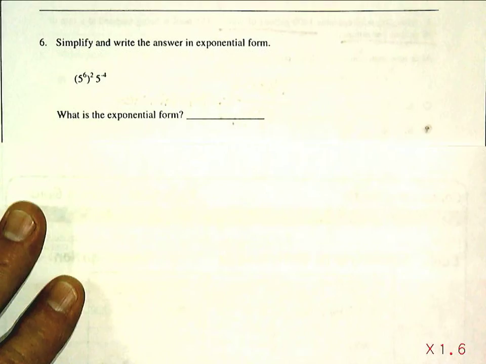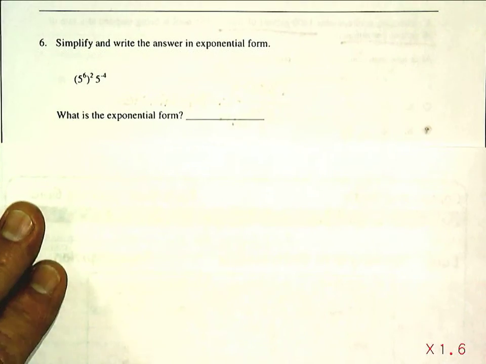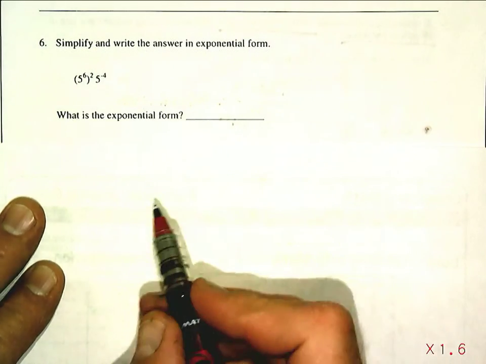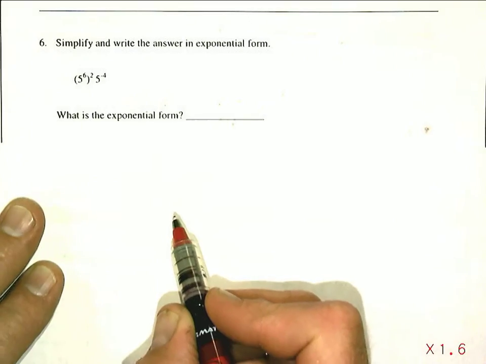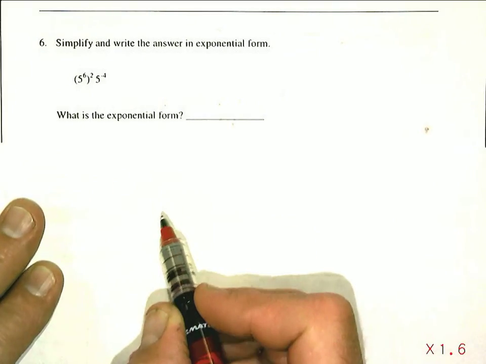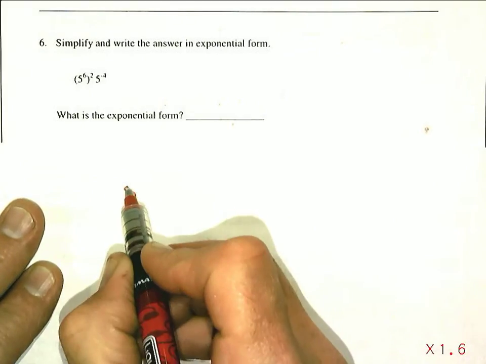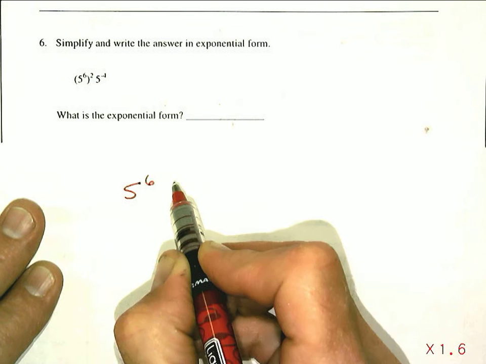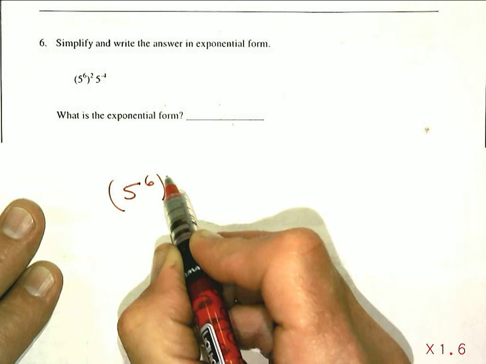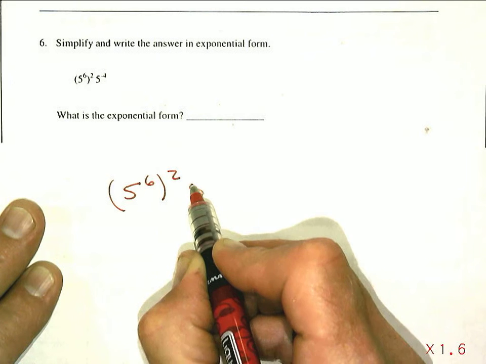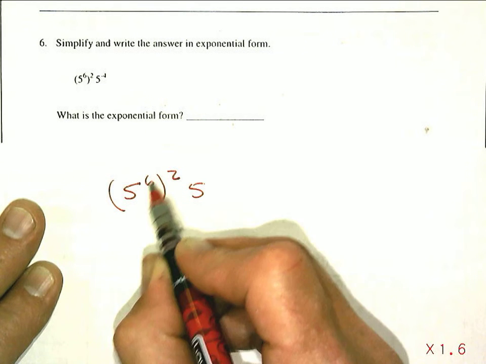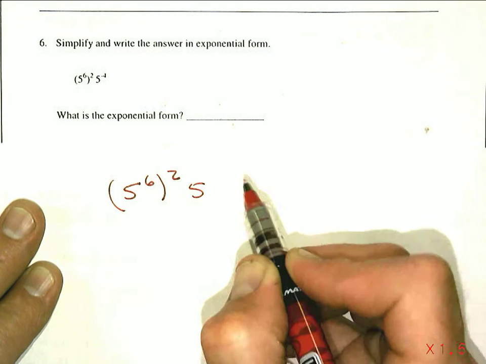Question number 6 from the MSP practice test is an exponents problem. And to solve this problem, you need to understand a little bit about exponents. So I'm going to rewrite this problem down here so we can see what it really means. We have 5 to the 6th power, all of that squared, and then times 5 to the negative 4th power.